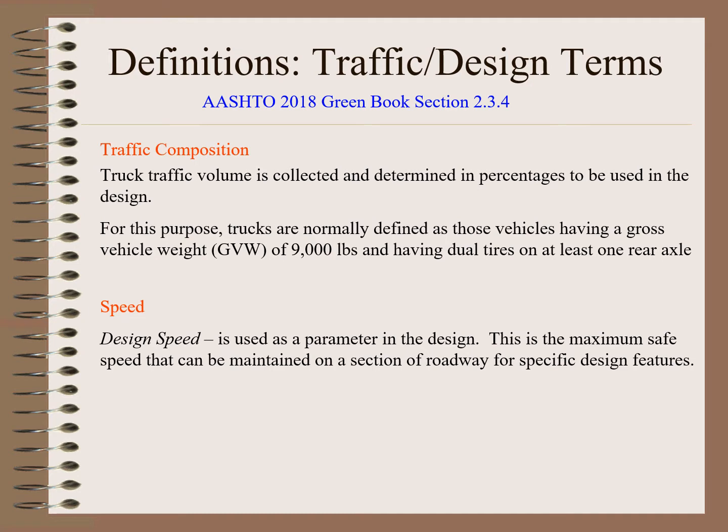Traffic composition is something that we often use to determine our design, particularly of the pavement. Truck traffic volume is collected and determined in percentages to be used in the design. Now, anything that we categorize as a truck is usually a vehicle that has a gross vehicle weight of 9,000 pounds and having dual tires on at least one rear axle.